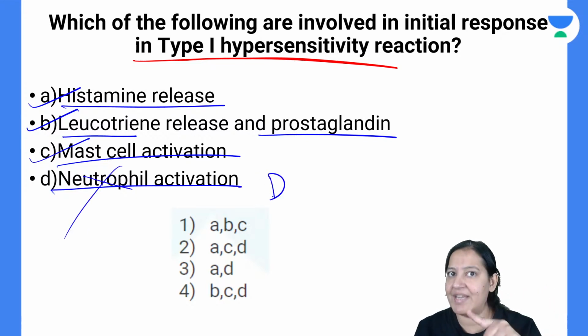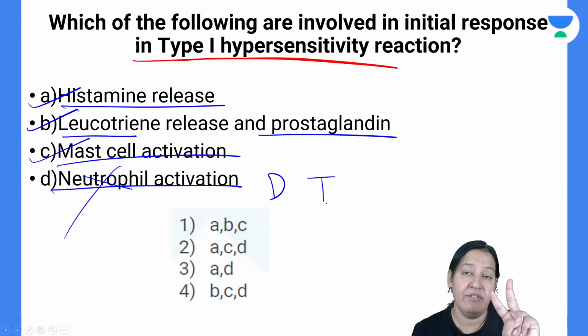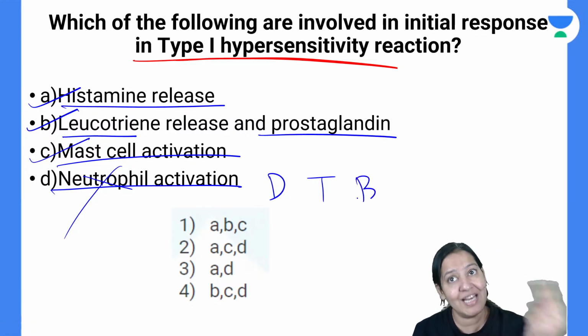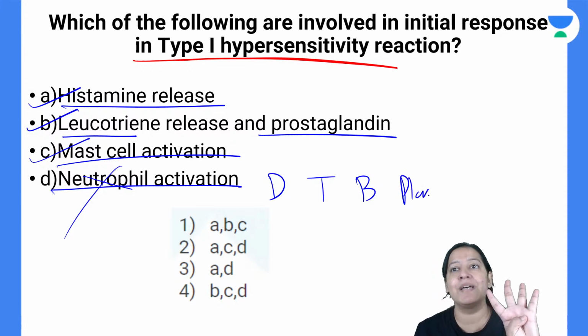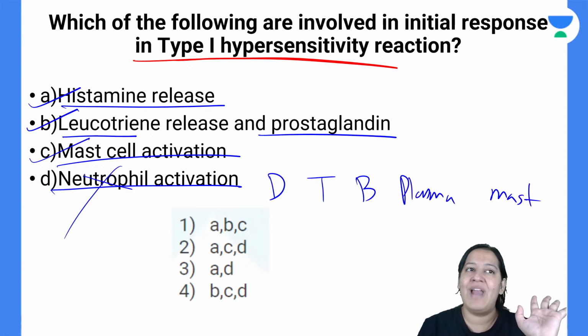The first cell is the dendritic cell or antigen presenting cell. The second cell is the CD4 T cell, which is the helper Th2 cell. The third cell is the B lymphocyte. The fourth cell is the plasma cell. And the fifth cell is the mast cell. But there is no neutrophil. So neutrophil activation is not there.